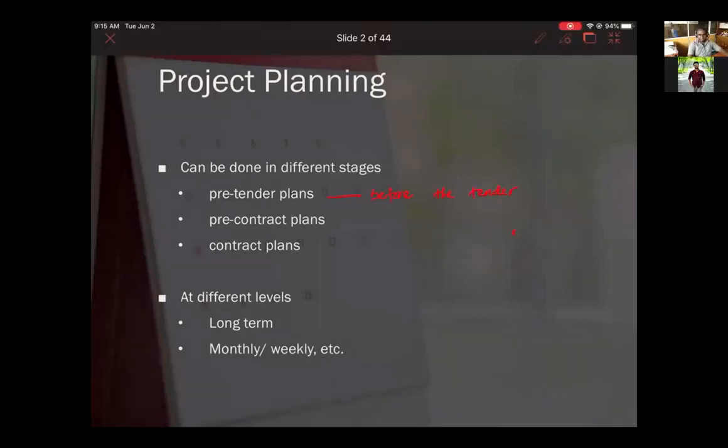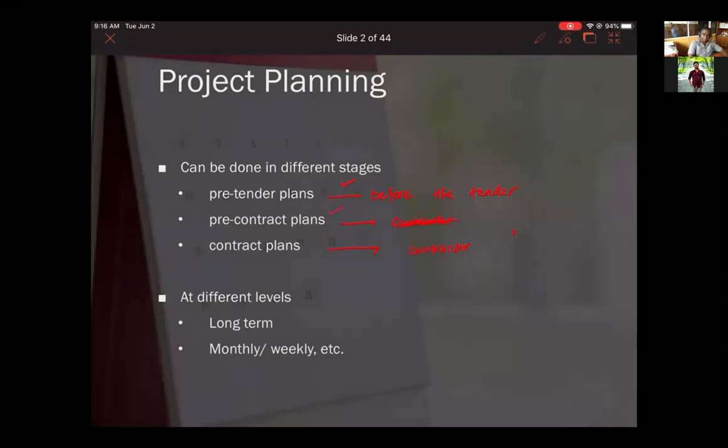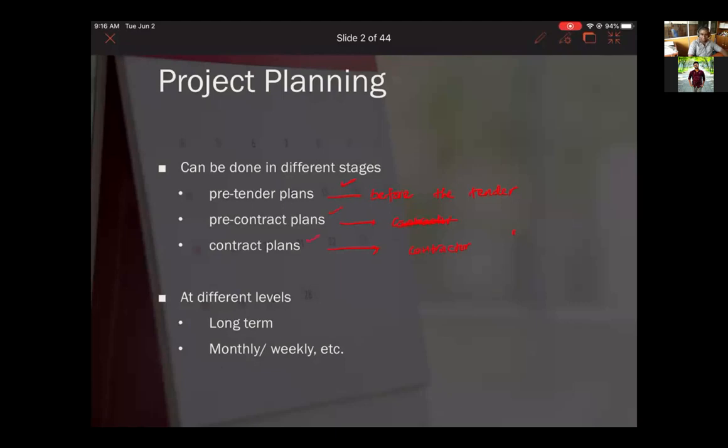Thereafter, after awarding the tender, the contractor has to prepare a plan for his project. That's pre-contract, before the contract, in fact. Here, the contractor has to plan. This is before the tender, this is after the tender, before the contract, here, during the contract. There are three different stages that we have to plan at least. At least we have to have these three plans.